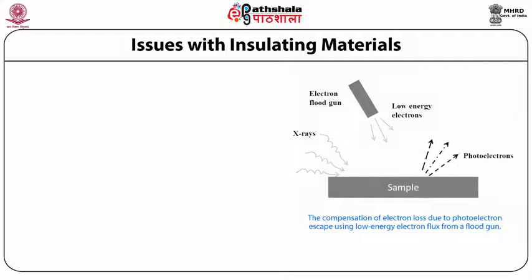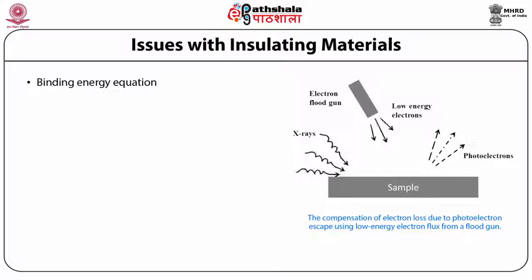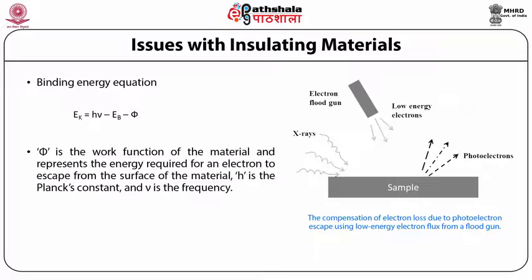The peak positions in XPS spectra for insulating materials do not agree well with the standards provided in handbooks. To understand this phenomenon, let us start with the basic equation for binding energy calculation: Ek = hν − Eb − φ, where φ is the work function of the material and represents the energy required for an electron to escape from the surface of the material. h is Planck's constant and ν is the frequency.